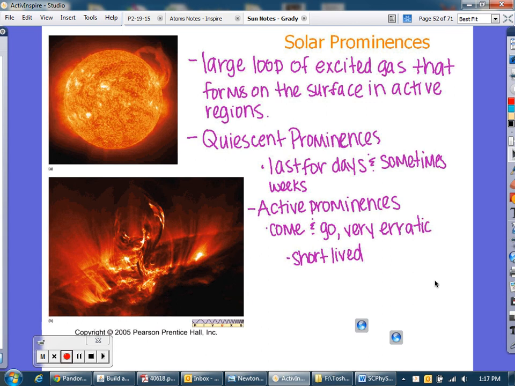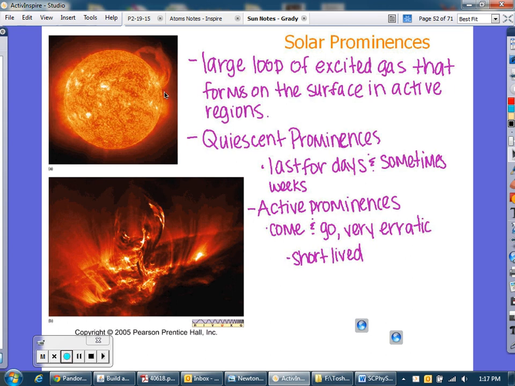So solar prominences are these large loops of excited gas that form on the surface in active regions. So what's an active region? A sunspot could be an active region. Oftentimes prominences will loop from one sunspot to another. Now this is not your typical prominence. This is a really large one.